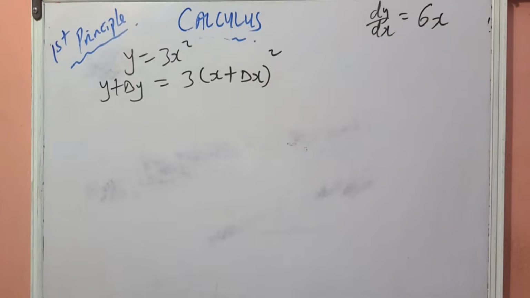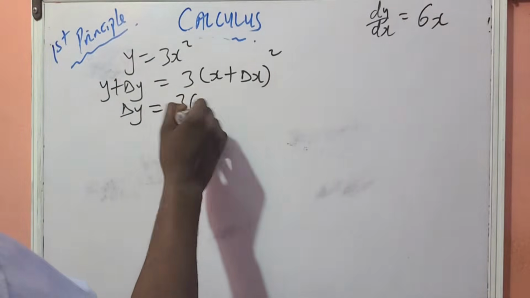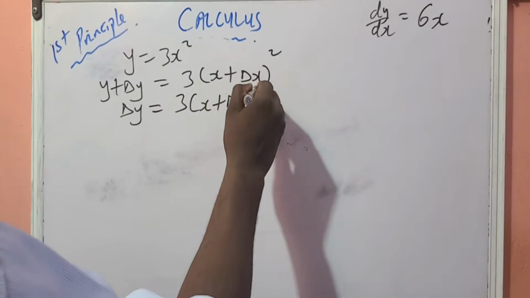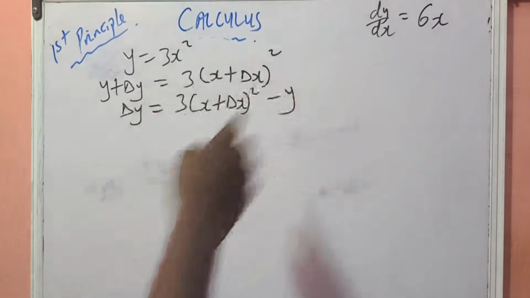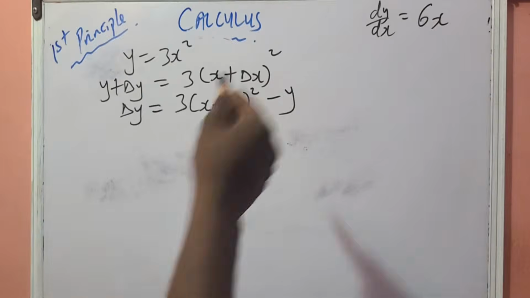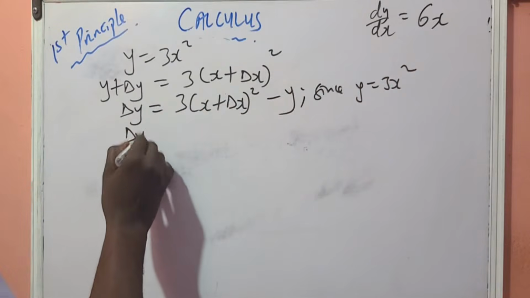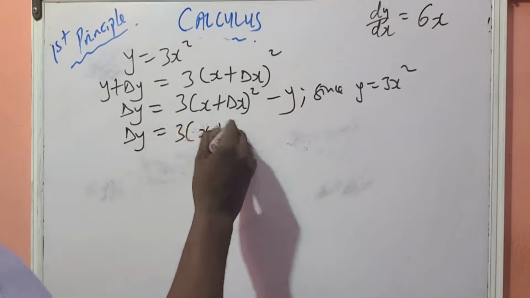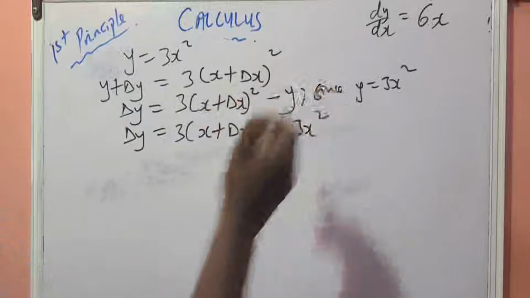Step number two is for us to make change in y the subject of formula. So we want to make change in y the subject of formula. Of course, this will be 3 into x plus change in x all squared minus y. All right, you can see it right there, 3 into x plus change in x all squared minus y. We have been able to make change in y the subject of formula. So what you want to do now is, of course, since y is equal to 3x squared, I can have my change in y being equal to 3 into x plus change in x all squared minus, no longer y now, because y is 3x squared, so I'll write 3x squared.